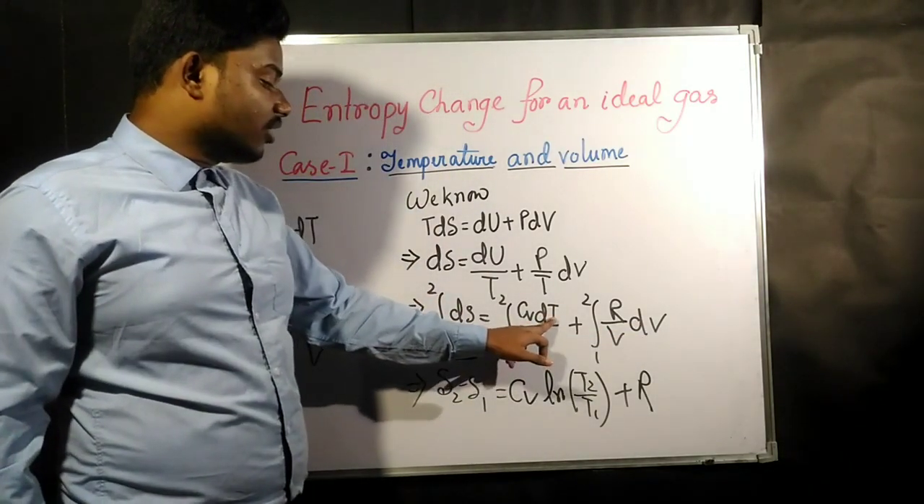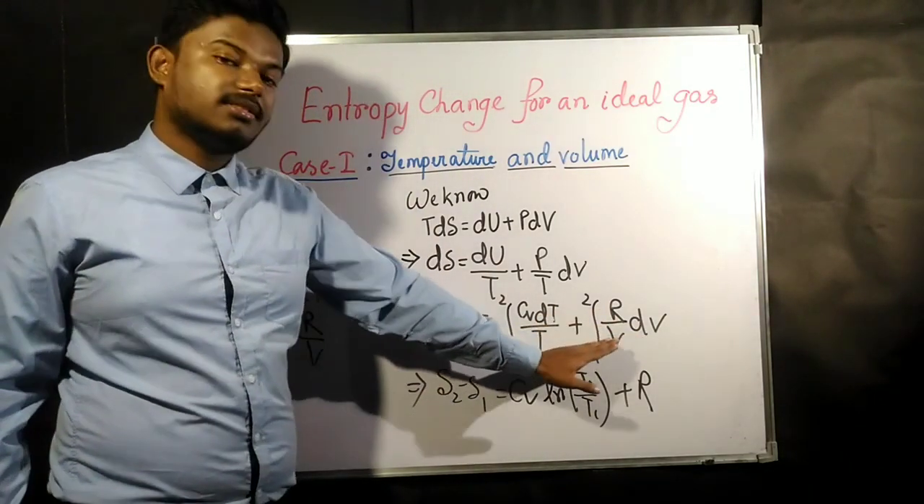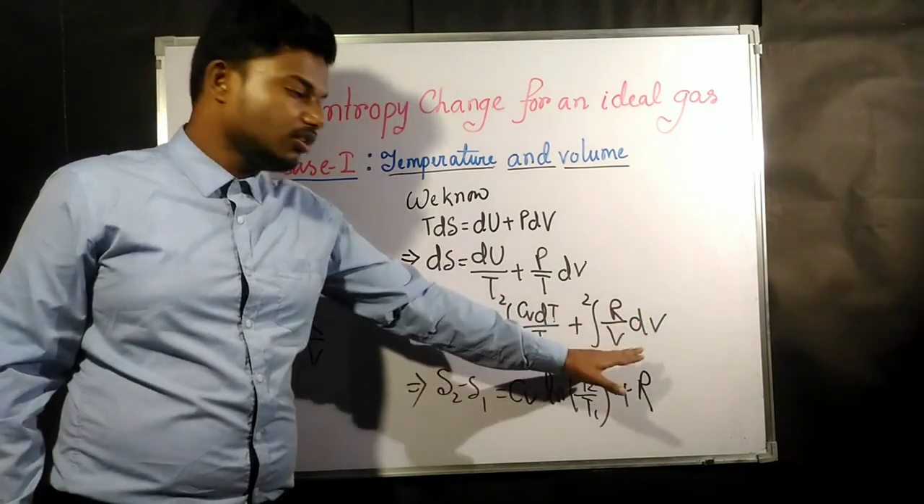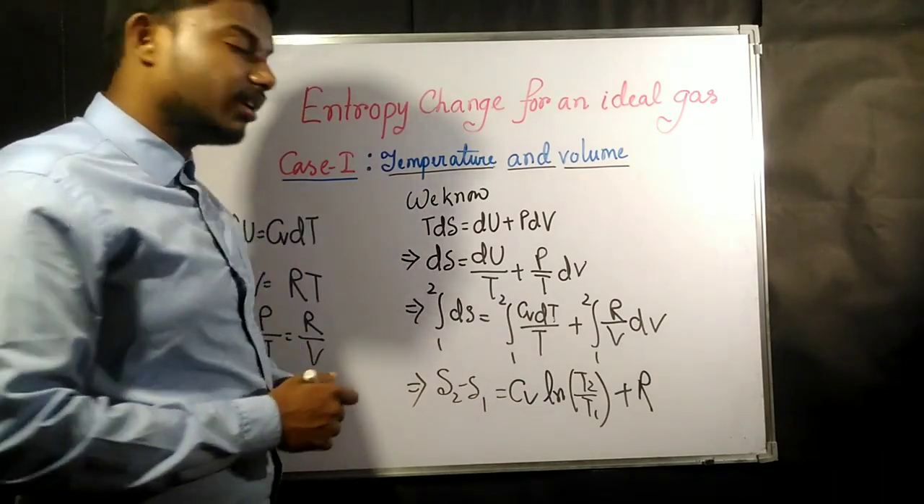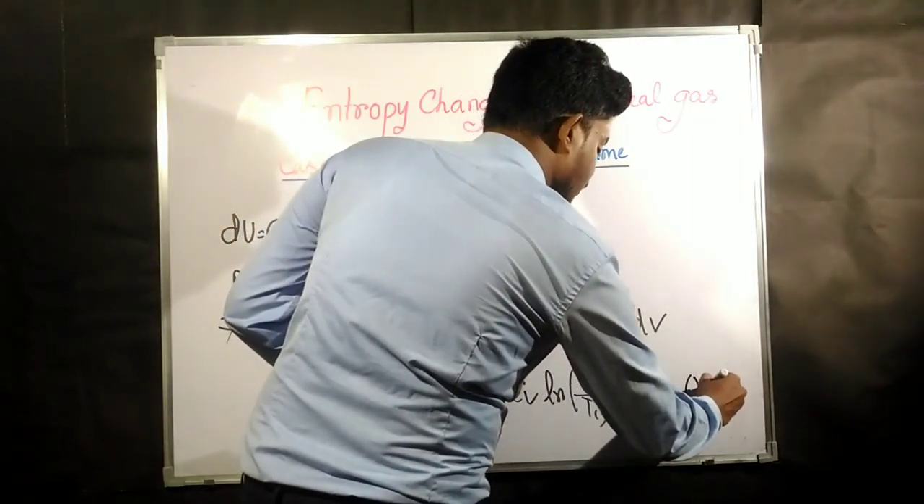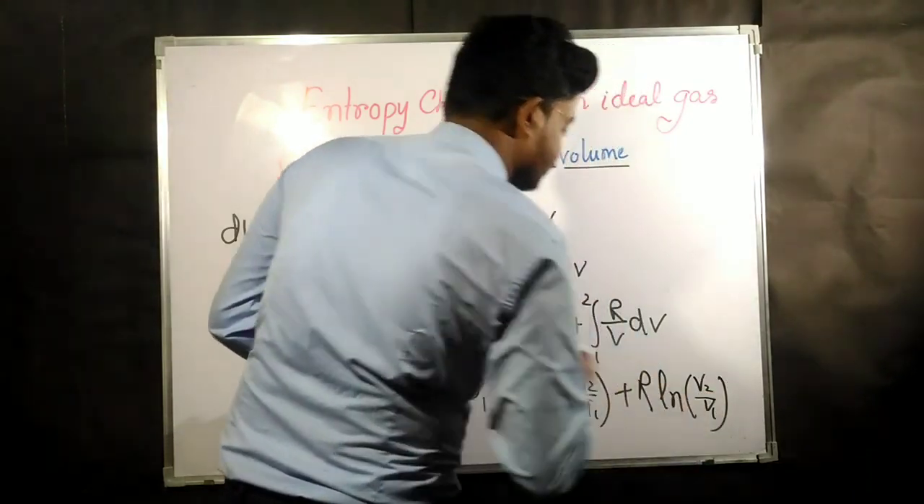Similarly, here we got dT by T. The same thing is here, just the parameter is changed from temperature to volume. So dV by V is again going to have a natural log term in it, so it is going to be V2 by V1.